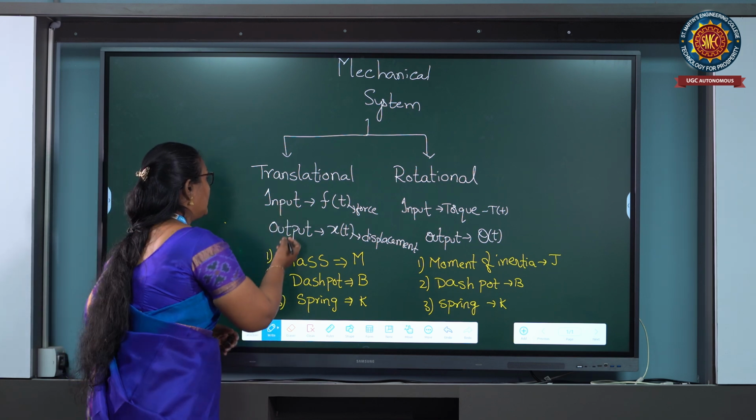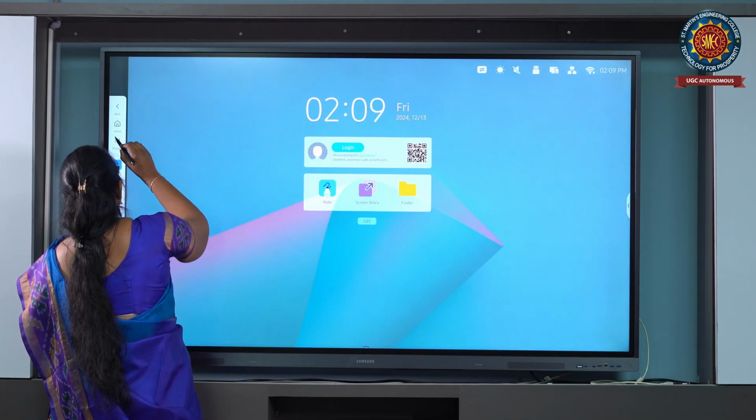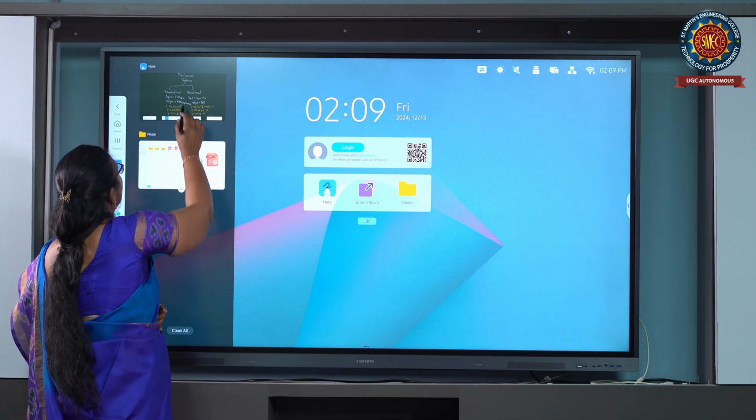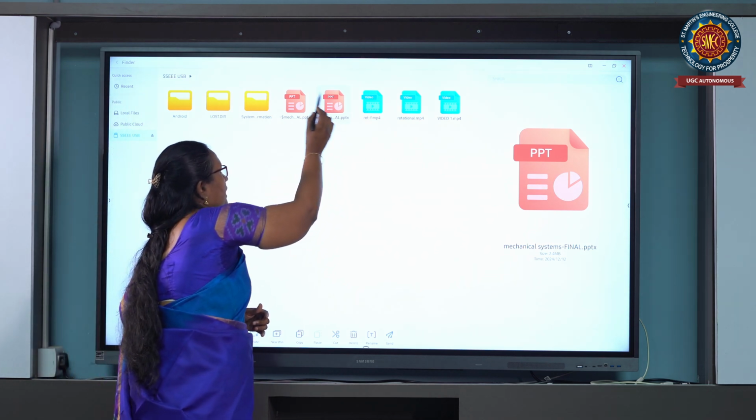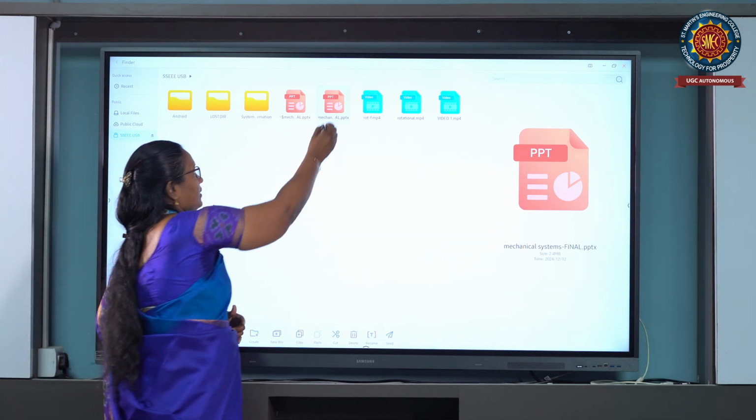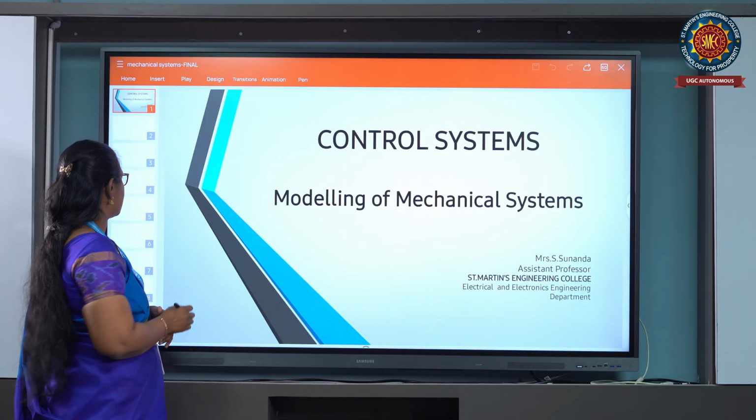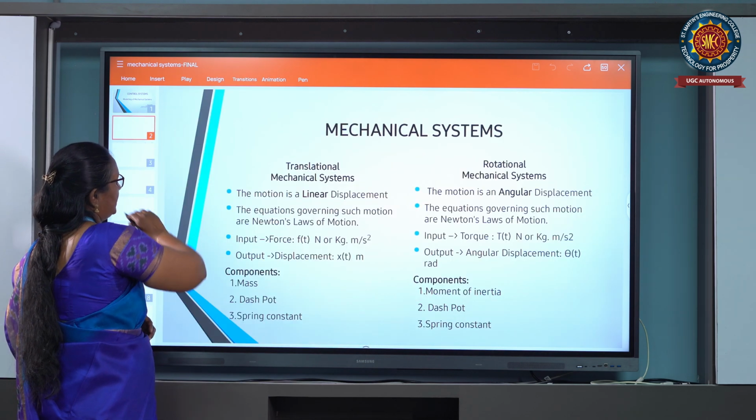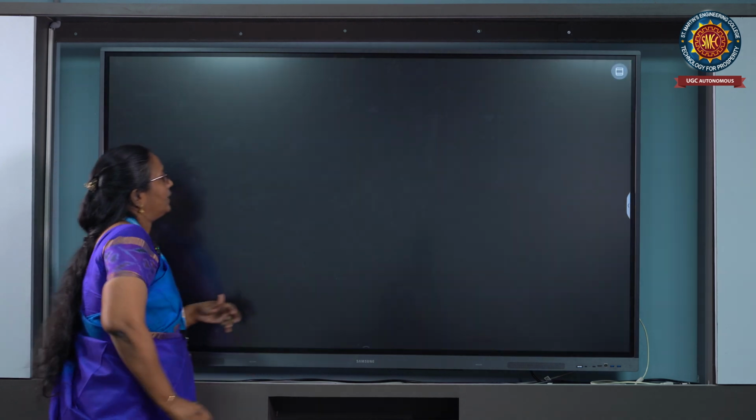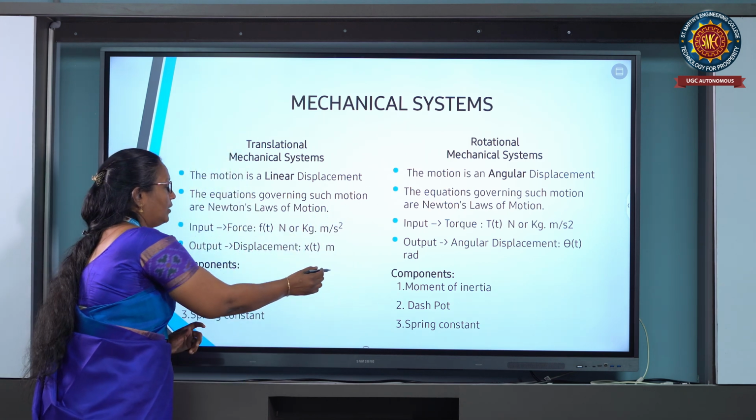So let's see what components we have in the translation system. We'll go with the translation system. As we have already seen, we have three components: the mass element, then our dashpot, and then our last one, the spring constant. The spring constant is the last element common to the translation and the rotational mechanical systems. We have already seen all these things in the mechanical system, that is the translation system and the rotational system, with all the components.